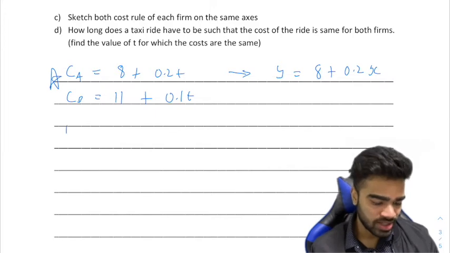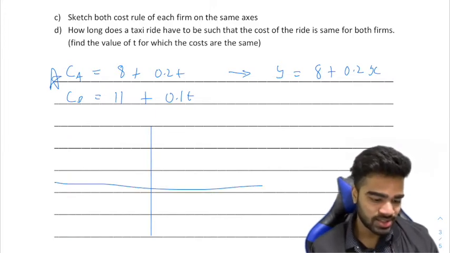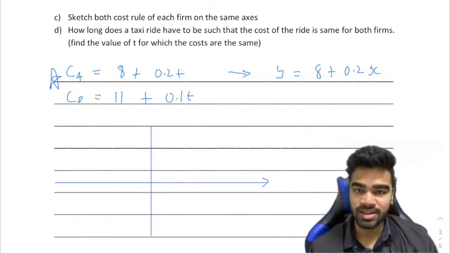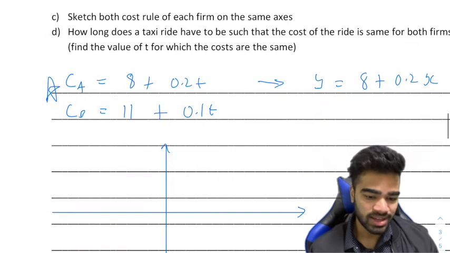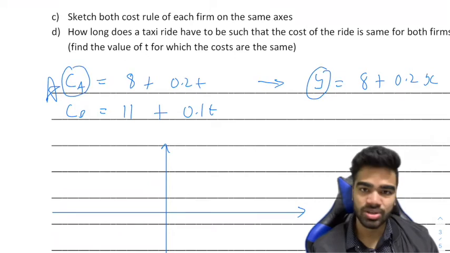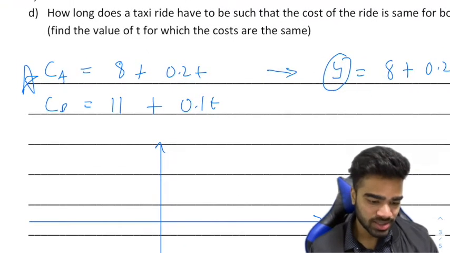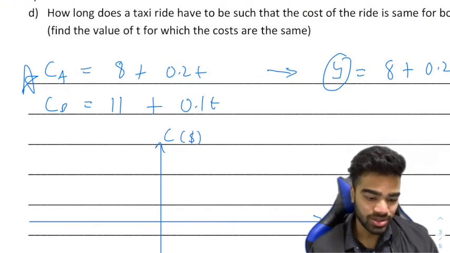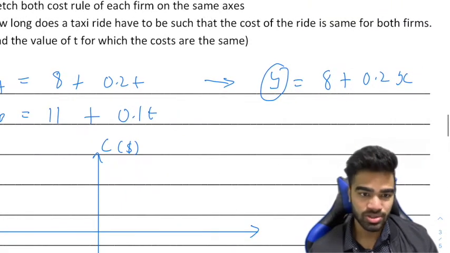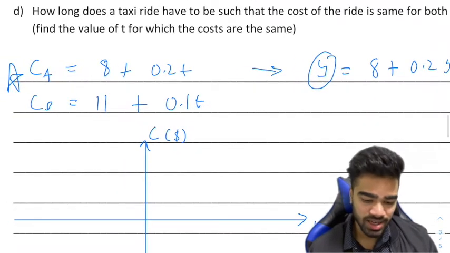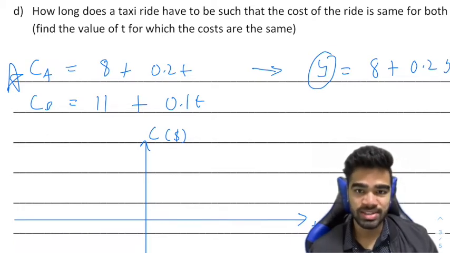Okay, so firstly, let's draw up our axes. So what's on the vertical axis this time? It's not y. If you answered y, that's wrong. On my vertical axis, what's my y variable? It's actually cost. So my vertical axis is C for cost in dollars. Likewise, what's on my horizontal axis? Horizontal axis is T, time in minutes. Remember, we're getting used to using different axes now.